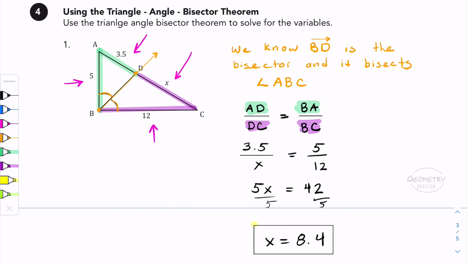And if you want to check your answer, you can take this value and substitute it back into your original proportion and make sure it comes out to be true.